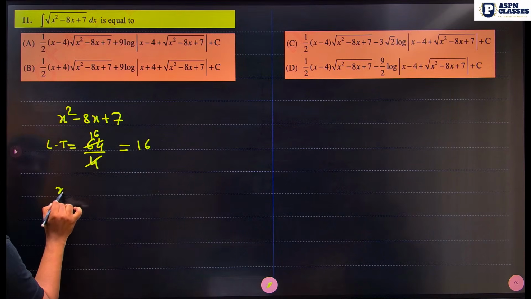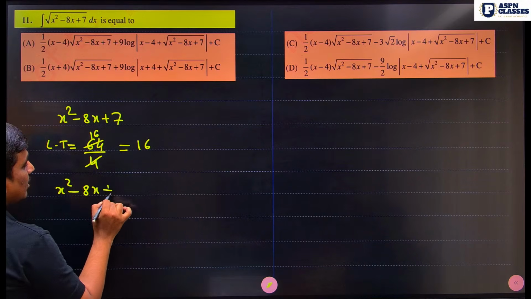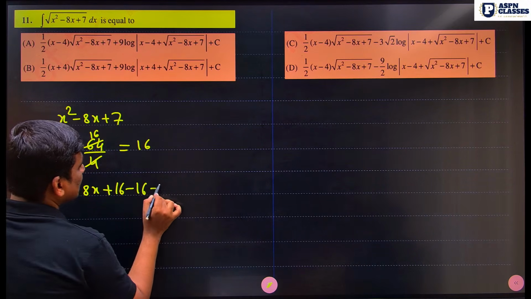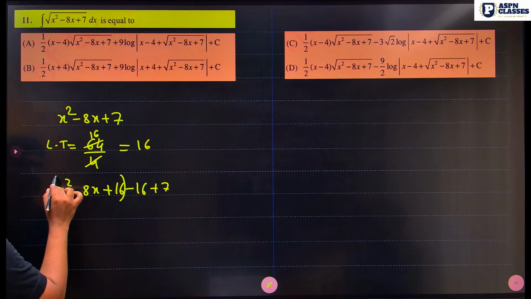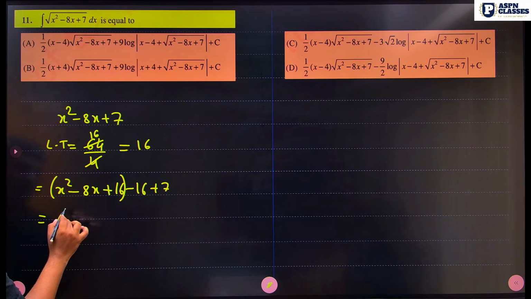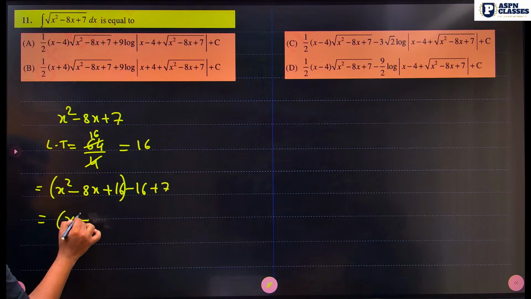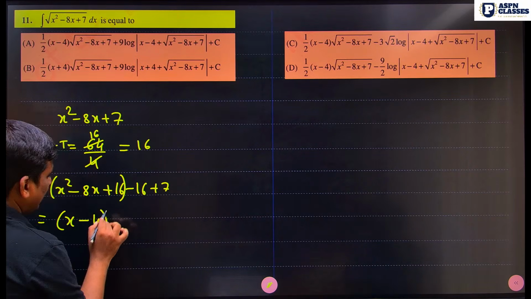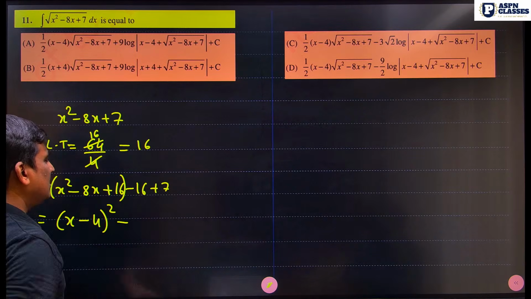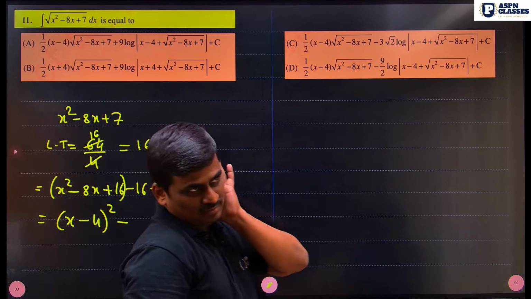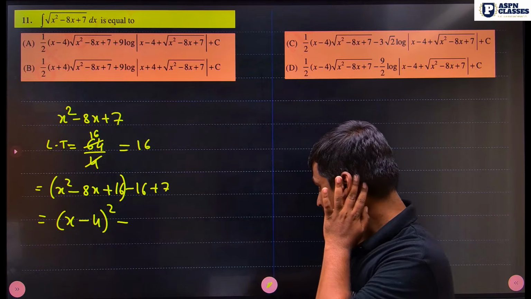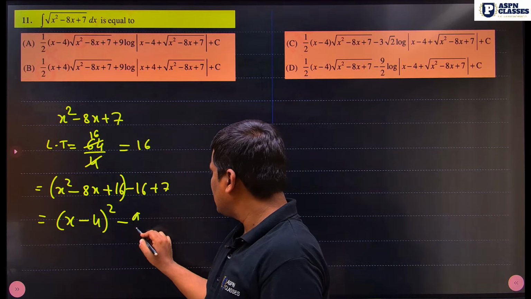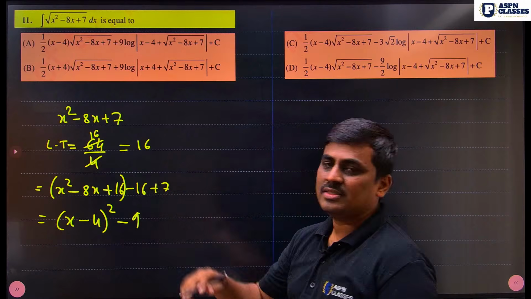So now add this: x square minus 8x plus 16 minus 16 plus 7. Then you take the bracket here, then apply square root of this. There is a minus sign, right? Minus square root of 16. What is the answer, friends? 4. Right here, minus 16 plus 7, minus 9 is the answer, friends. Check it now. Yes, minus 9, correct.